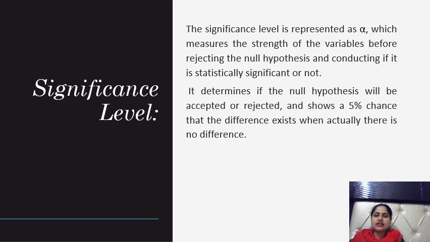The significance level is represented, which measures the strength of variables before rejecting the null hypothesis and concluding if it is statistically significant or not. It determines if the null hypothesis will be accepted or rejected, and shows a 5% chance that a difference exists when actually there is no difference.